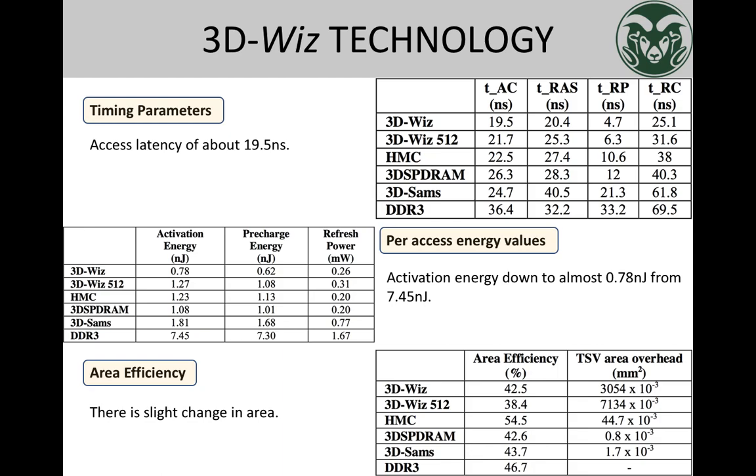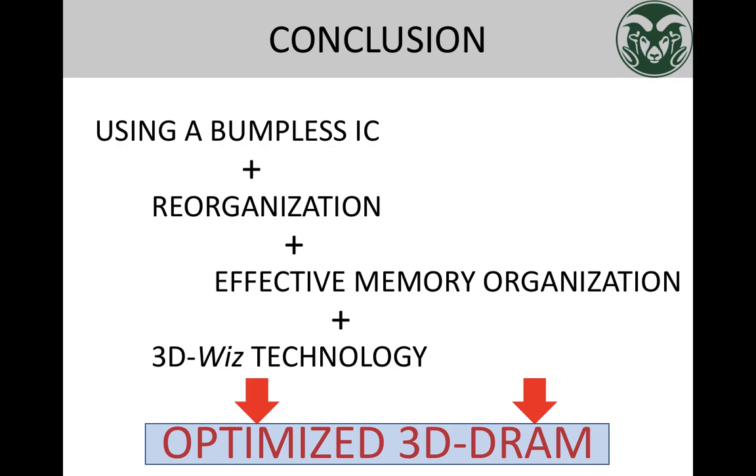In conclusion, I would like to state that 3D ICs and 3D random access memories are going to be the future technology. As discussed above, while fabricating a 3D IC, if we use a bumpless 3D IC to build our DRAM, it would be helpful. Techniques like reorganization of the memory and effectively using the memory organization, along with using the new 3D WIS technology, should help us move towards better, reliable, and efficient 3D integrated circuits. If not today, the future technology is definitely going to adopt the 3D IC in every product.